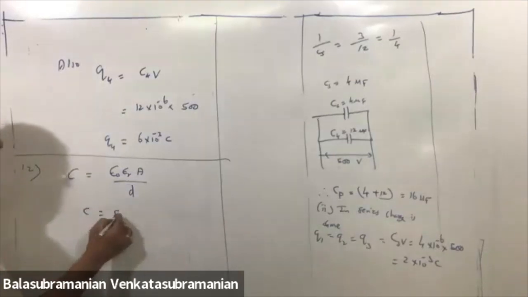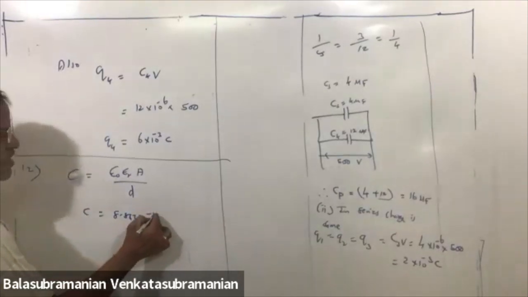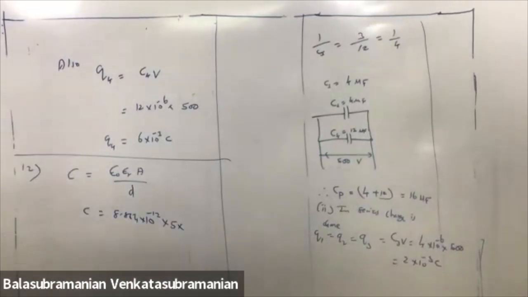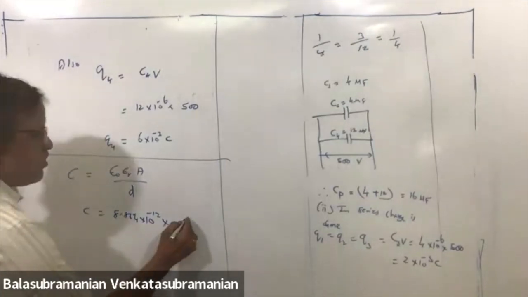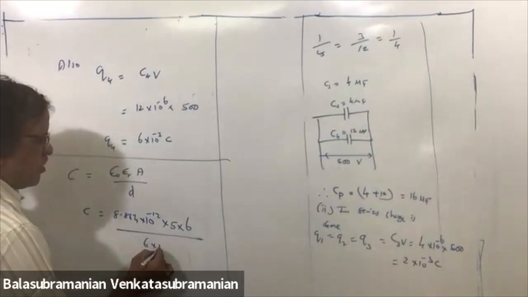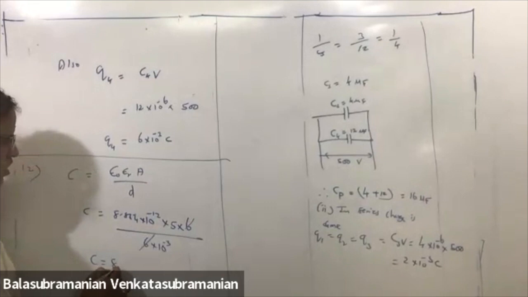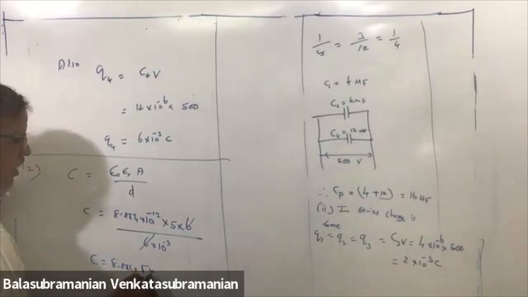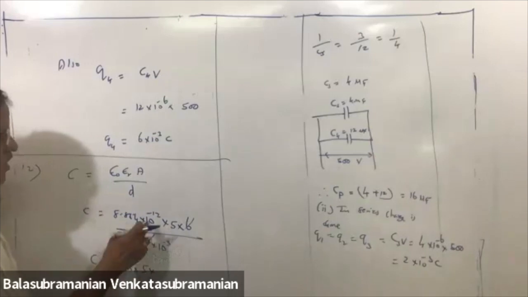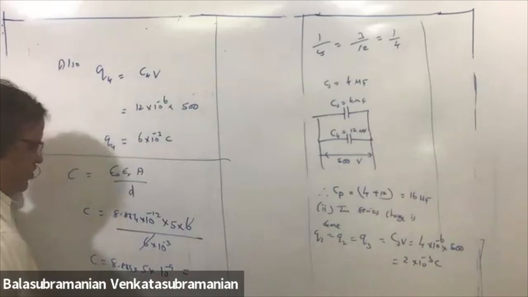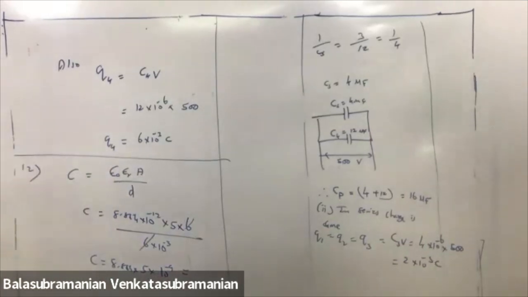Epsilon naught is 8.854 into 10 power minus 12. Epsilon R is 5. Area is 6 meter square. Distance is 6 millimeter. The 6 is cancelled. C is equal to 8.854 into 5 into 10 power minus 12 plus 3. Simplify, and you will get the answer.